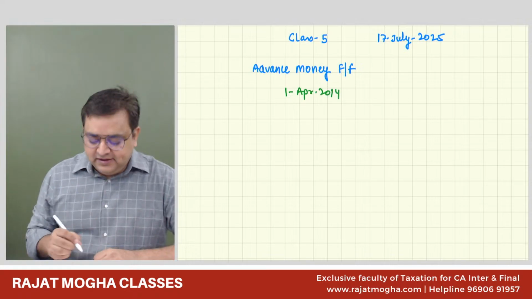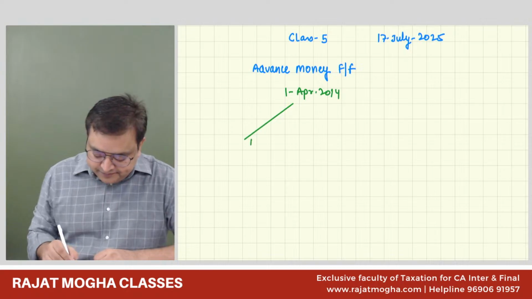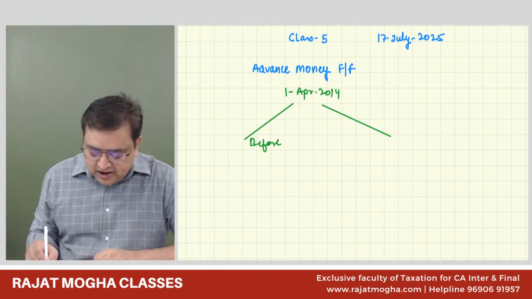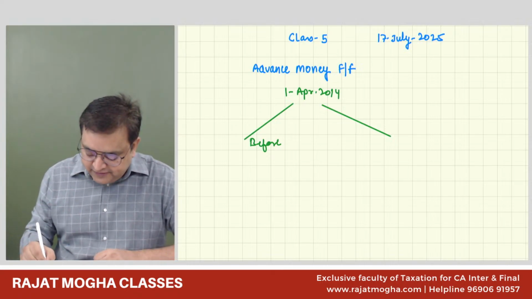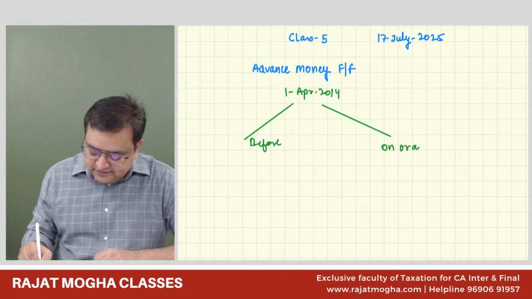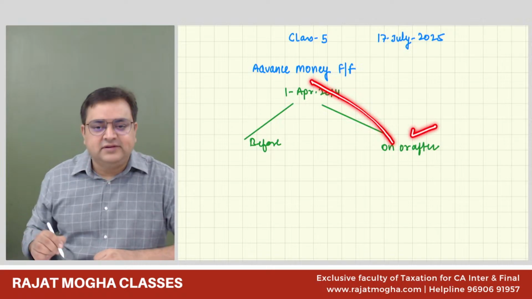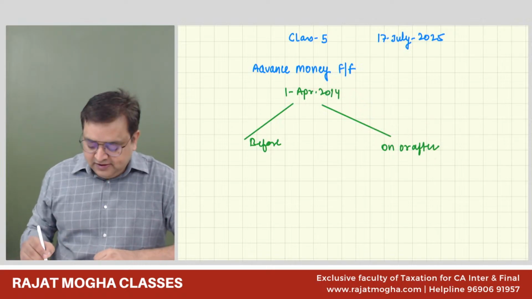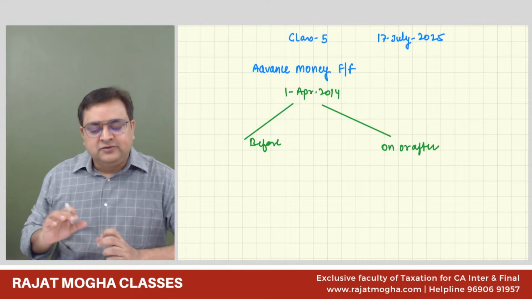And just see whether this advance money is forfeited before this date, or the advance money is forfeited on or after this date, even if it is on 1st April 2014 or after. So in our case, actually, it is on or after this date. It is in 2015.